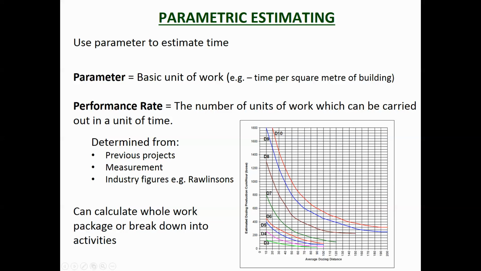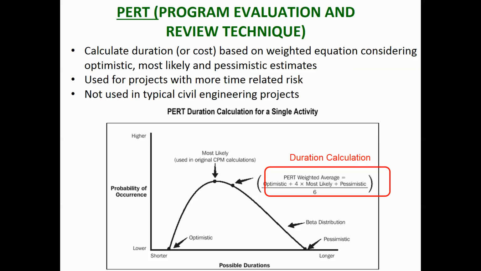Now there's a couple of other estimating techniques that we're not really looking at on this course, but you do need to know what they are, but we're not really going to be doing them. So if you did future courses, you know what we're talking about here. So another one is called PERT, Program Evaluation and Review Technique, and this is a way of lessening the unknowns. So you calculate the duration based on a weighted equation considering optimistic, most likely, and pessimistic estimates.